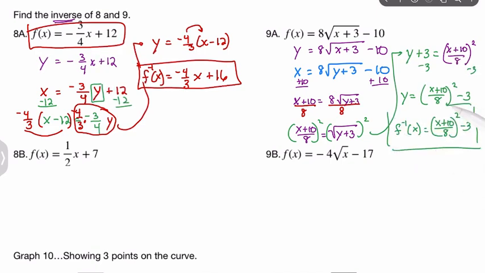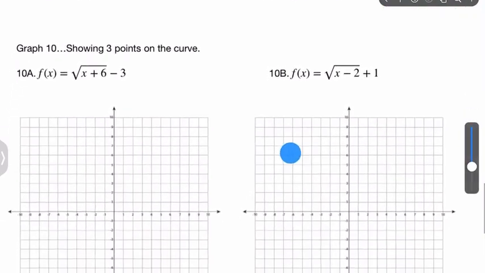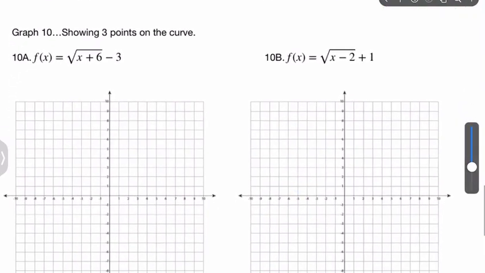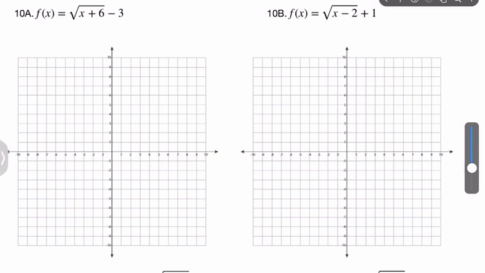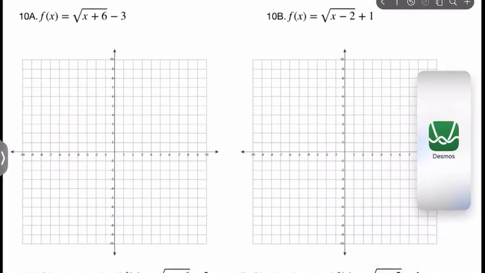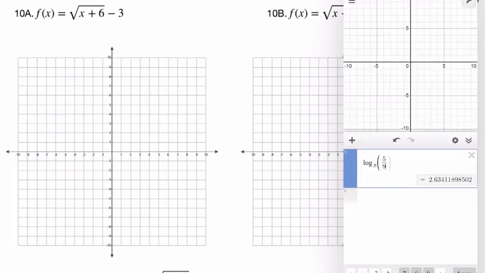So there is our inverse. All right, 8b and 9b are just like that. Down here we have to graph. Now you get the choice of what you want to use, your graphing calculator or Desmos. I'm going to pull out Desmos. It works so much easier for graphing.